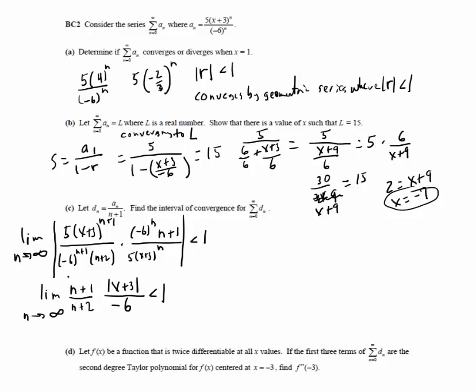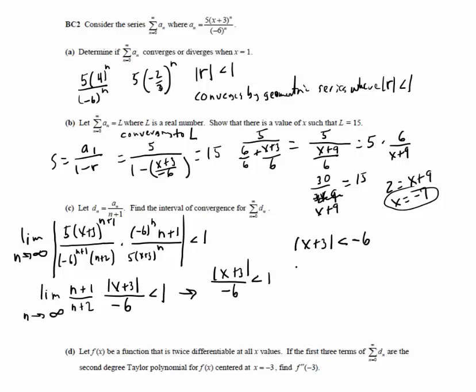So all of this just becomes 1, which means this is just absolute value of x plus 3 over negative 6 is less than 1. And now you're going to be solving for x. So you'd multiply by negative 6 to get rid of the negative 6 and get rid of the fraction. So absolute value of x plus 3 is less than, multiply by negative 6, you get negative 6.